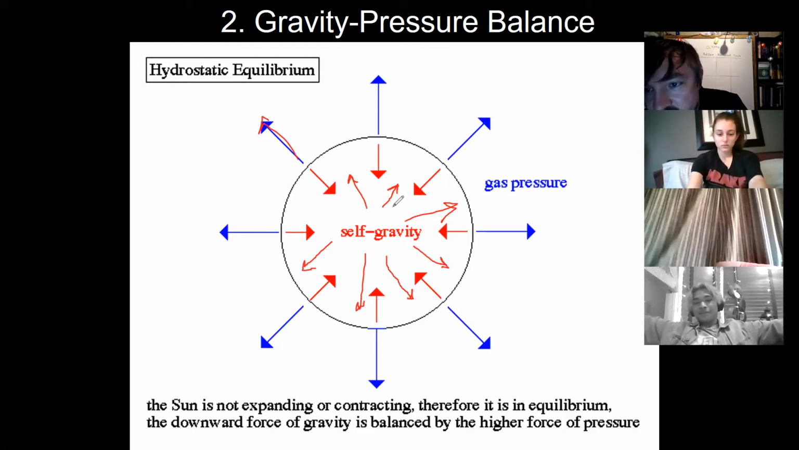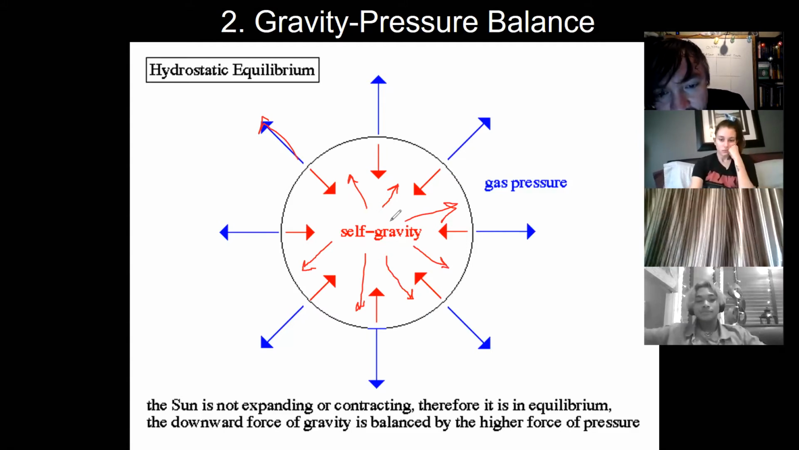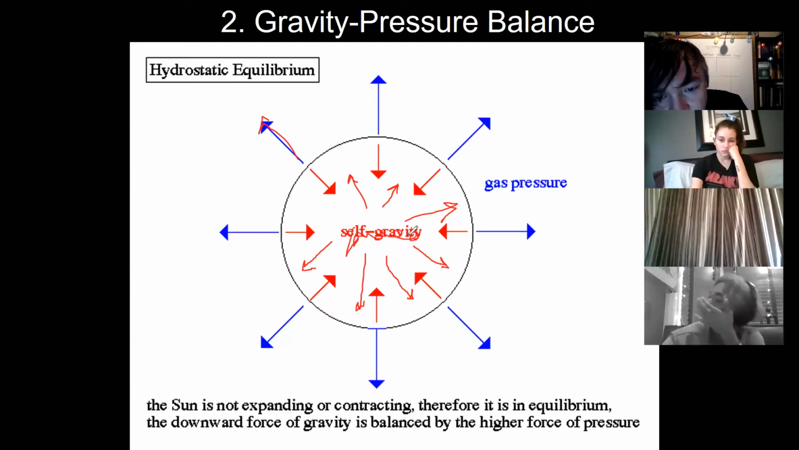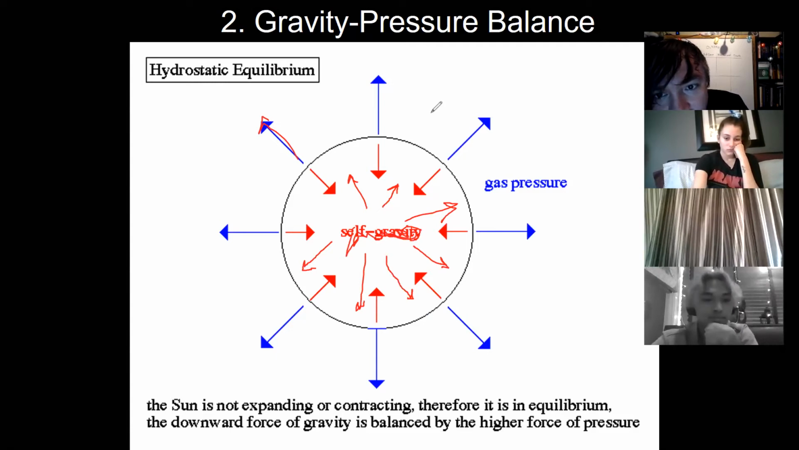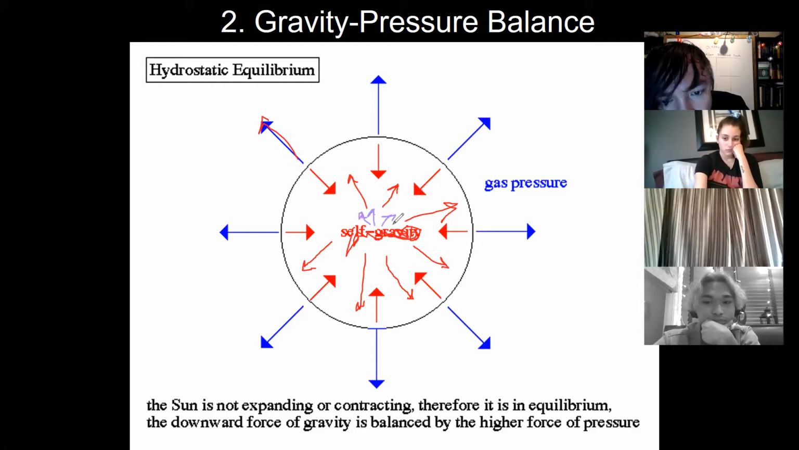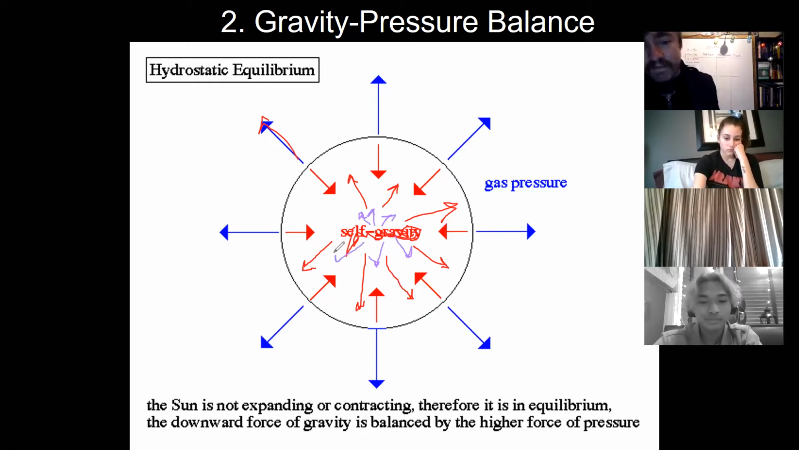But what this picture does not show you is that something has to support the pressure inside the center of the star. And what that is, it's the nuclear fusion. All of those gamma rays, which are being generated through fusion, are heating the interior of the star. And that's what's creating the thermal pressure that pushes back against gravity.